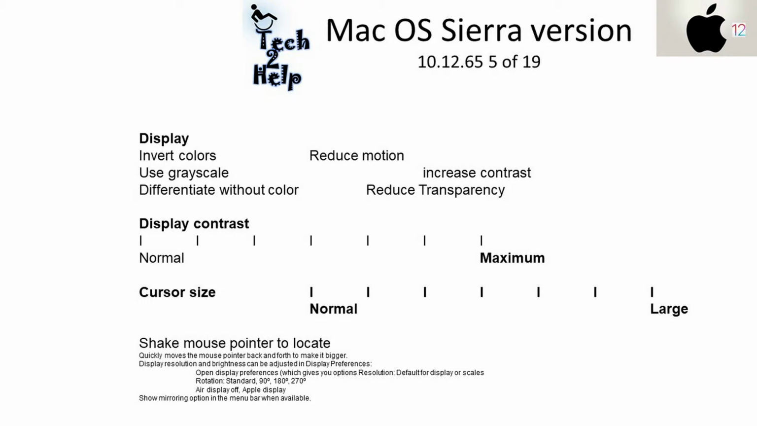Display resolution and brightness can be adjusted in Display Preferences. Open Display Preferences, which gives you options. Resolution: default for display or scaled. Rotation: standard, 90°, 180°, 270°. AirPlay Display: off, Apple Display. Show mirroring options in the menu bar when available.